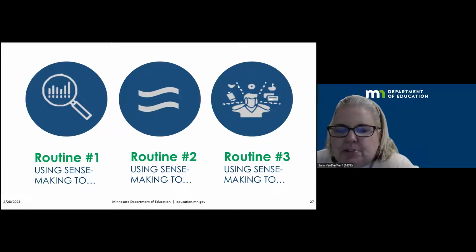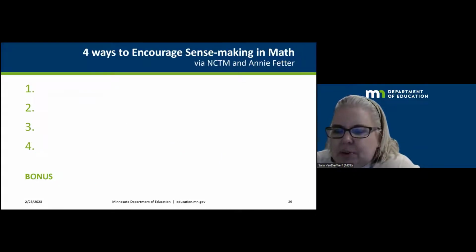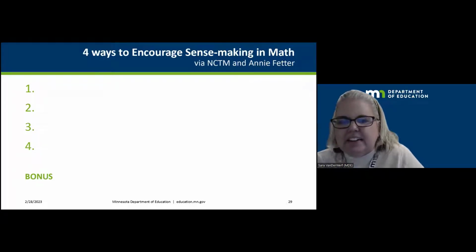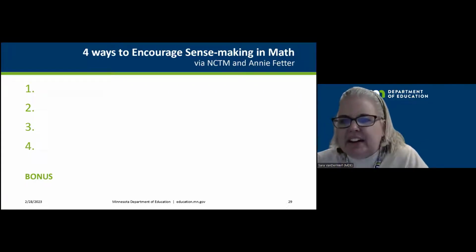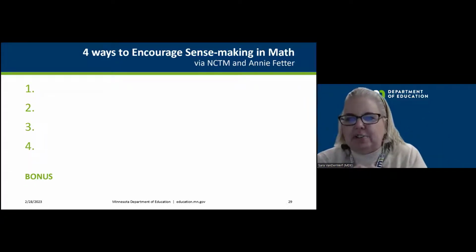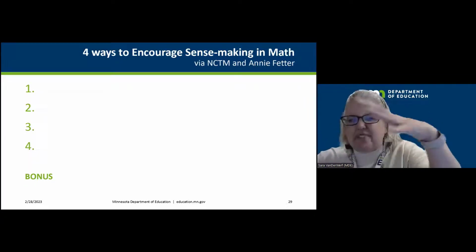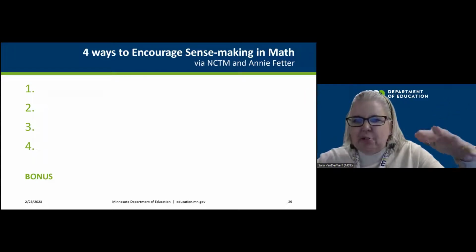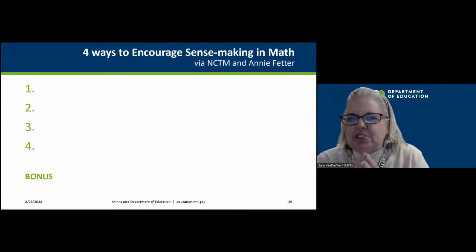So let's start with routine number 1. Routine number 1 and all 3 routines are built to go after how Annie Fetter through NCTM in the Math Forum said, here's how you make sense happen in the classroom. It's actually pretty easy. There's 4 things and then a bonus one that she often talks about as well. And we've linked to, in that set of links that we keep sharing with you, some of her articles and videos where she talks about these things.